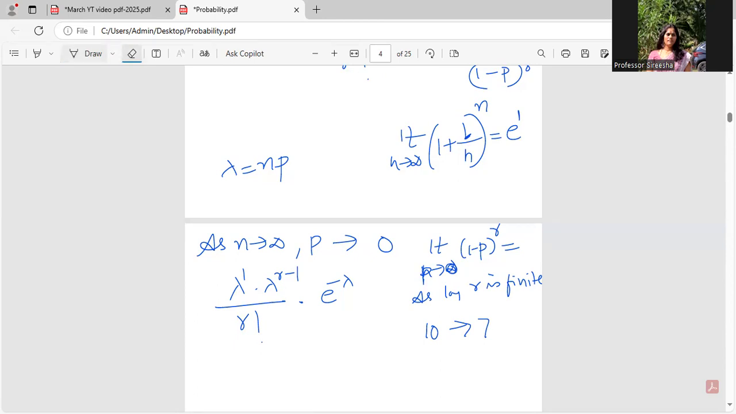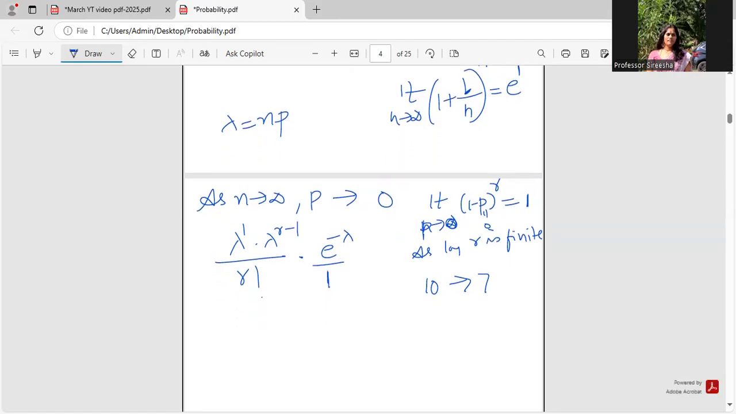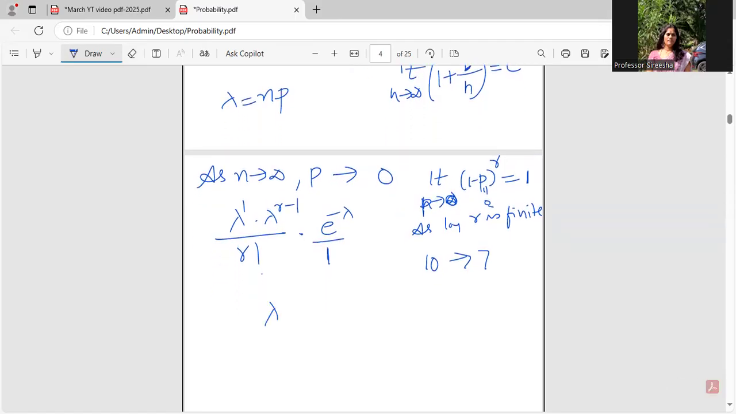1 power r is 1. Why? Because r is finite. If it is infinite, then things will change again. p tends to 0, so this term becomes 0. I'll be left with 1. So in the denominator, I have only 1. Finally, you can check what it is: lambda power r by r factorial into e power minus lambda.